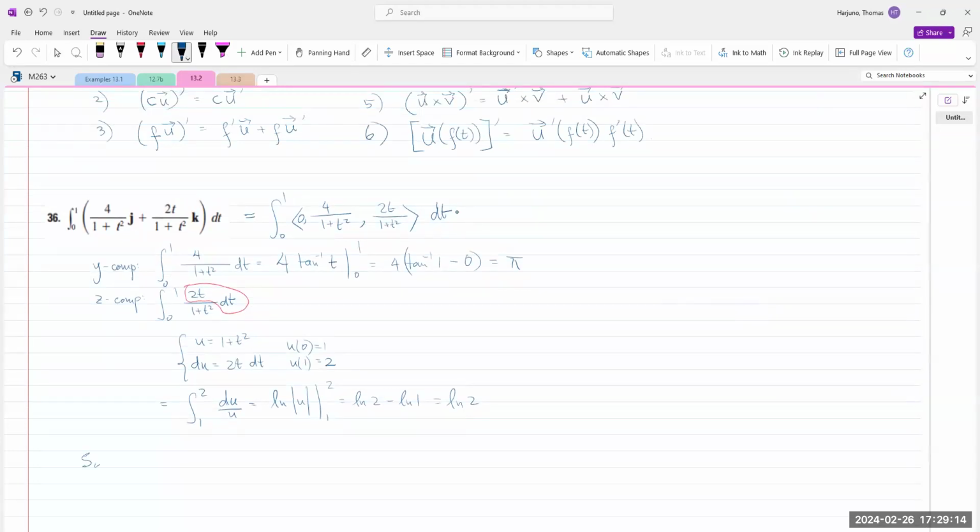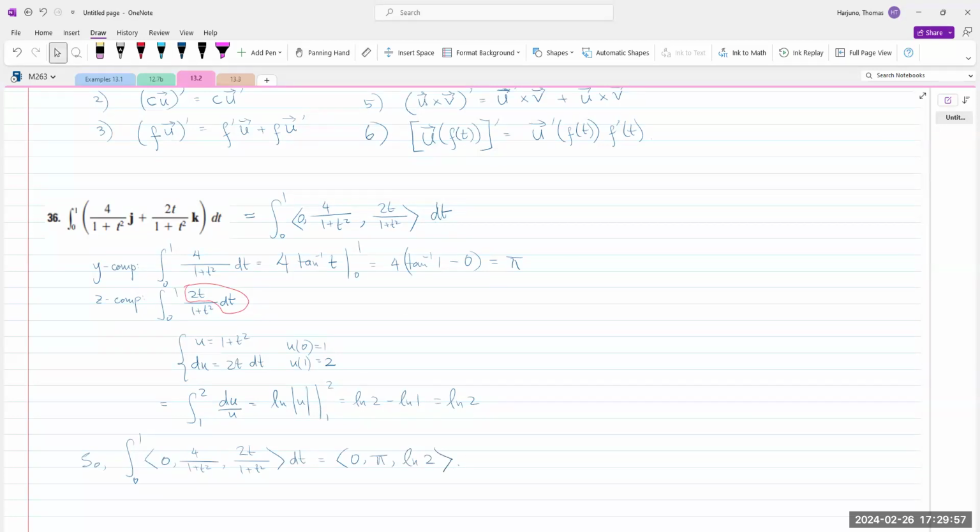So the integral from 0 to 1 of the x component 0 is 0. The integral of 0 is just 0, right? To be more precise, the integral of 0 is a constant, but because it is a definite integral, the constant cancels and becomes 0. And then the y component is pi. The z component is natural log of 2.